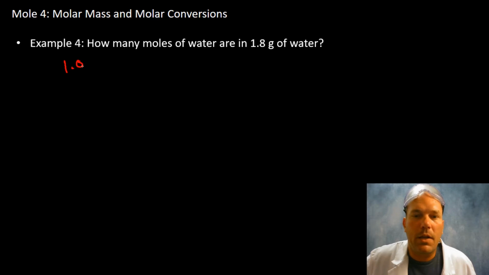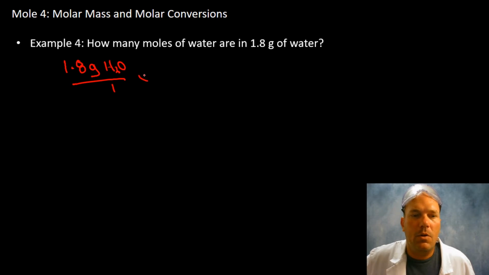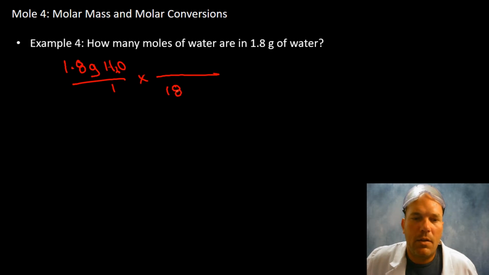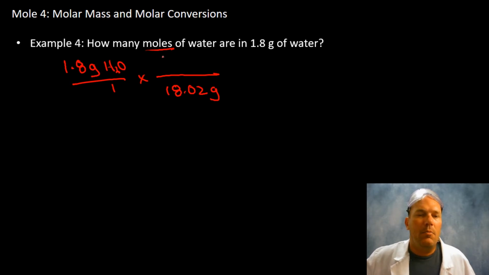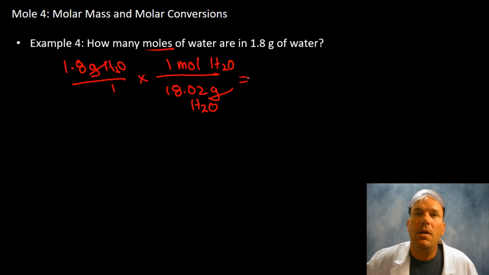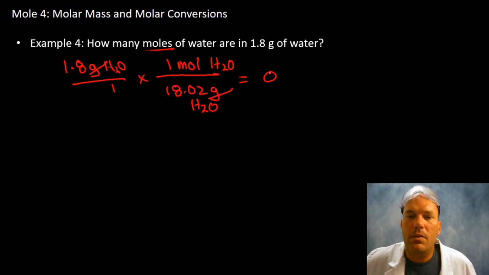All right, so let's start with what we know here. We have 1.8 grams of H2O. I'll place that over 1 times the molar mass, 18.02 grams. Notice how grams is on the bottom now, because I want to end in moles, per 1 mole of H2O. Grams cancels, and we're going to end up with what we're going for, which is ultimately moles of water.